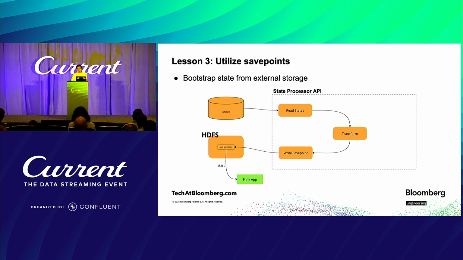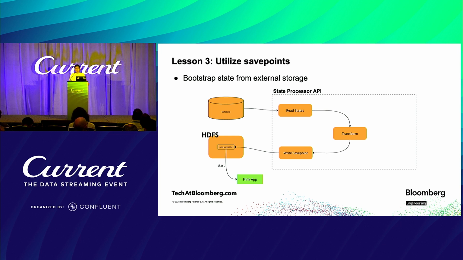Sometimes we want to bootstrap state from external storage, right? So sometimes when we build a new Flink application, we don't necessarily want to start it from scratch, right? Perhaps we want to start it from some pre-populated progress. The state processor API can also help us to do this.